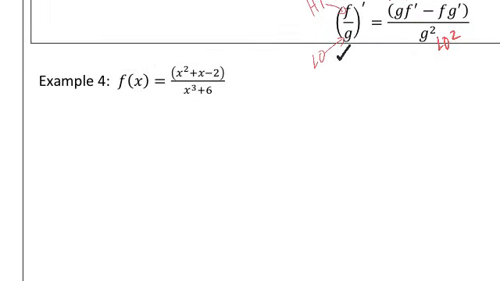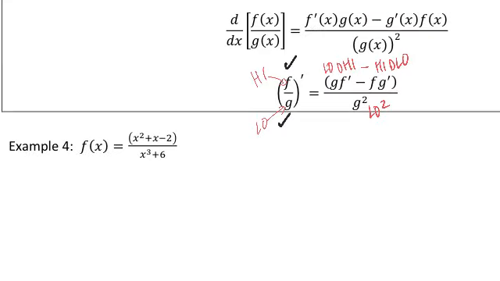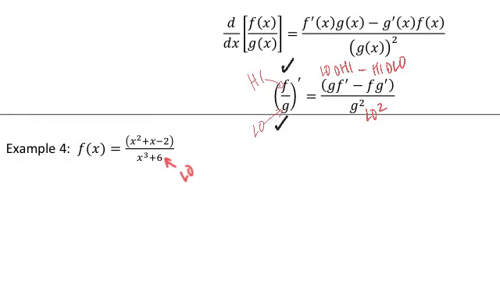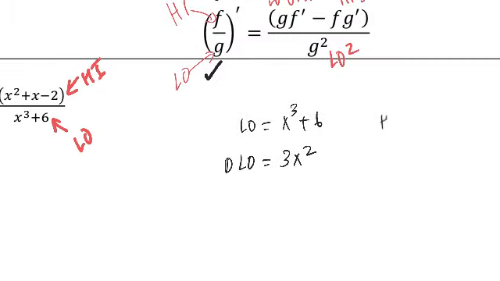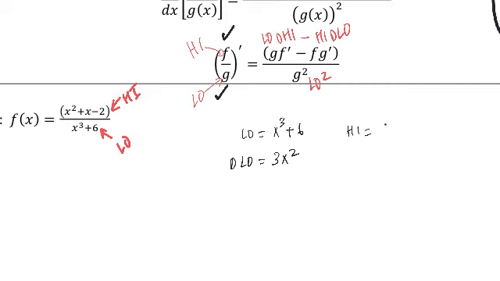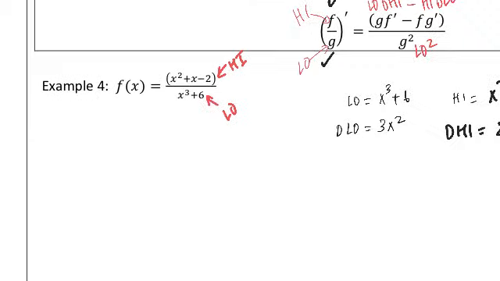So here we have, this is my function, and I can call this low and this high, and then I can go off to the side, and initially I would do this so that you don't make mistakes. So if low is x cubed plus 6, d low is 3x squared. If high is x squared plus x minus 2, then d high is 2x plus 1, right? And I'm applying the power rule.